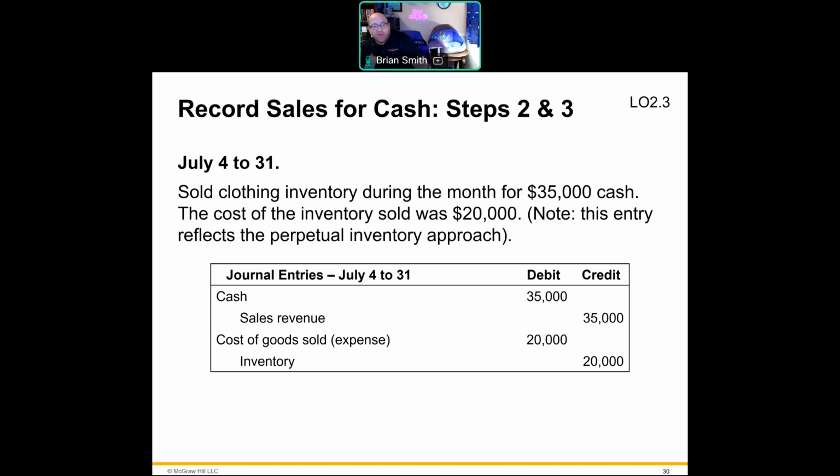So we're going to debit cash, credit sales revenue, and then we have to have an inventory side. That was our sales side. Our inventory side is a debit to cost of goods sold. Cost of goods sold acts as an expense. Inventory is credited because we no longer own that inventory.